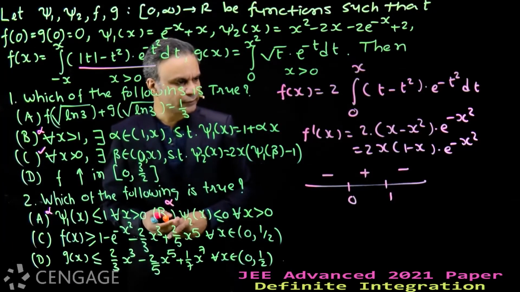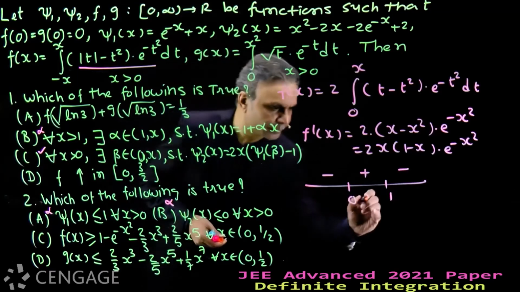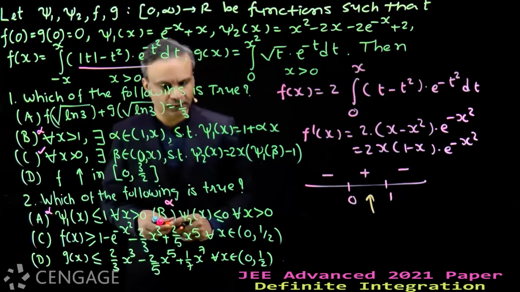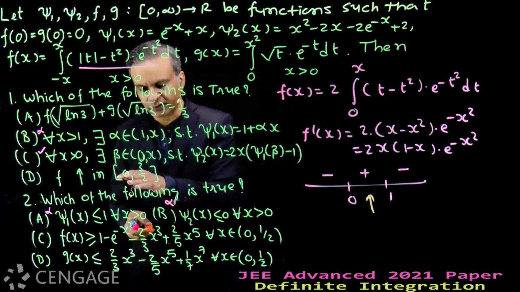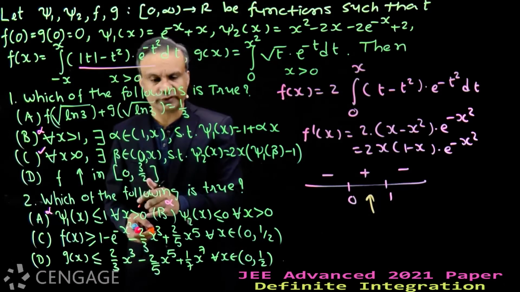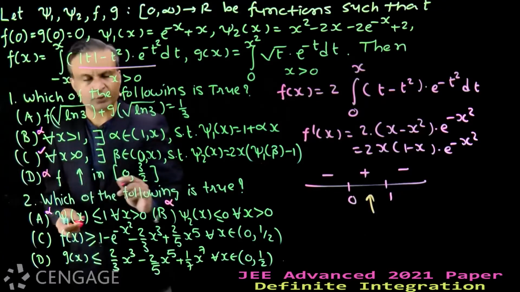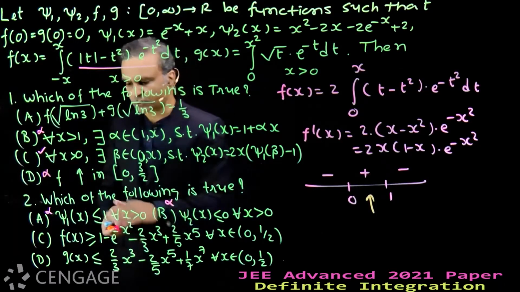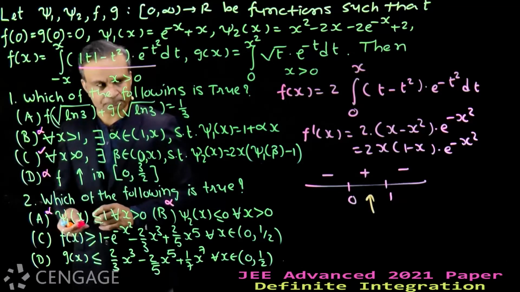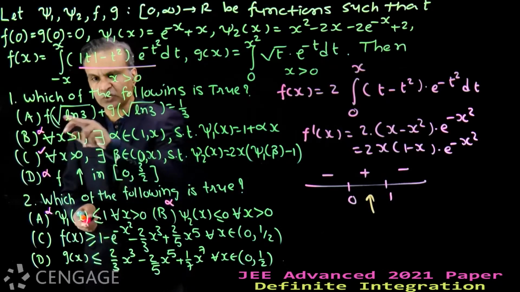So the function increases here in the interval 0 to 1, but here the interval is 0 to 3/2. So definitely this option is false. The simple option we check first, okay. So this option is rejected. Then we check this option.